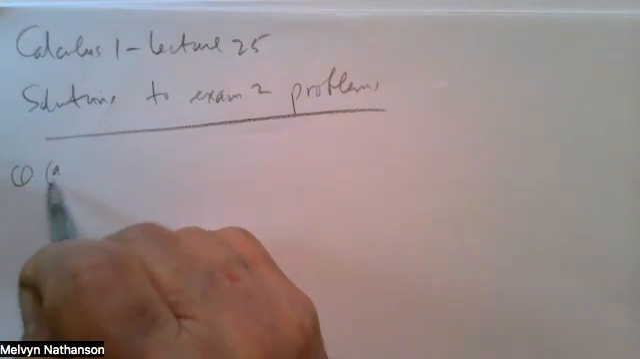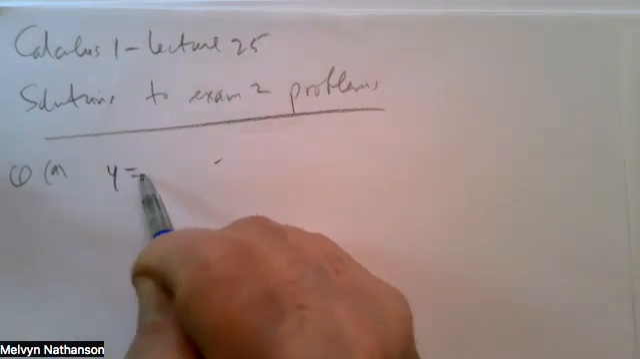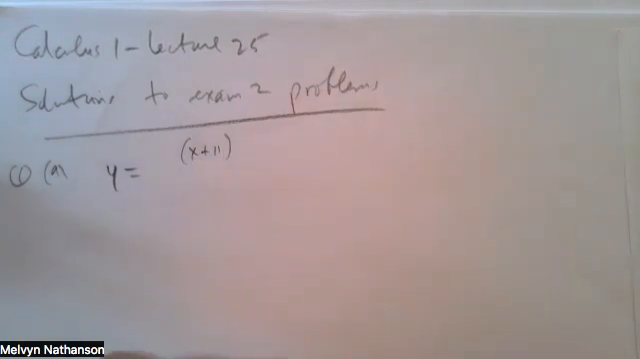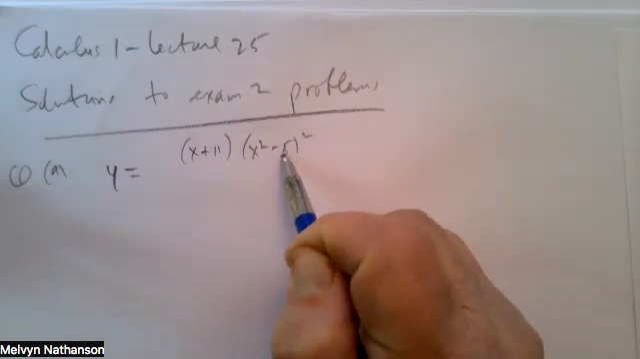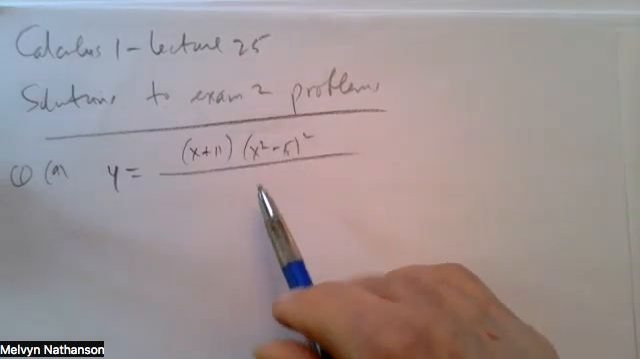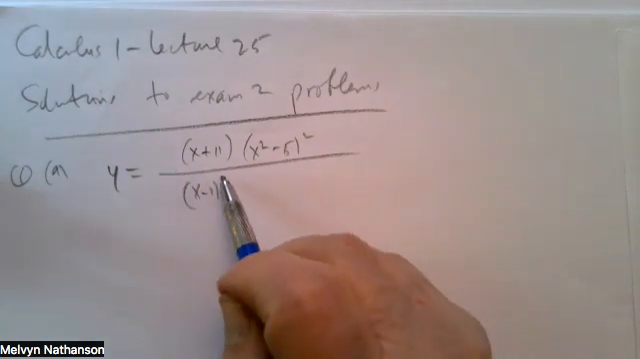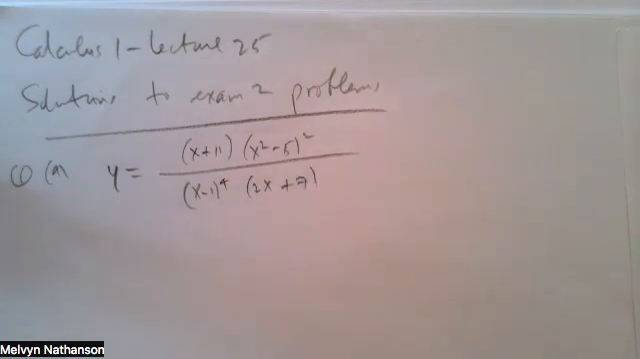So problem number 1a, we have the function y equals (x plus 11)(x squared minus 5) squared over (x minus 1) to the 4th (2x plus 7). And we want to find the derivative by logarithmic differentiation.